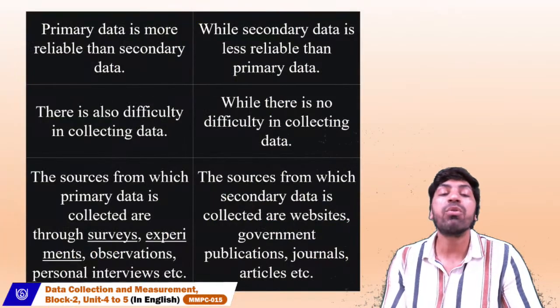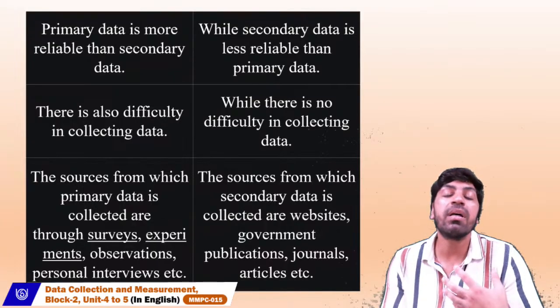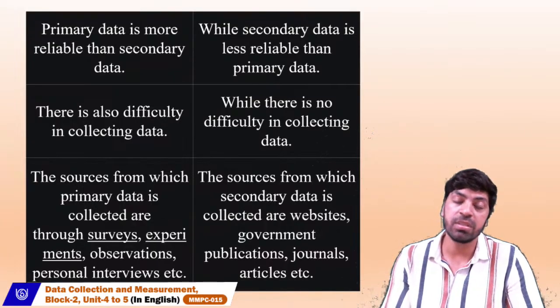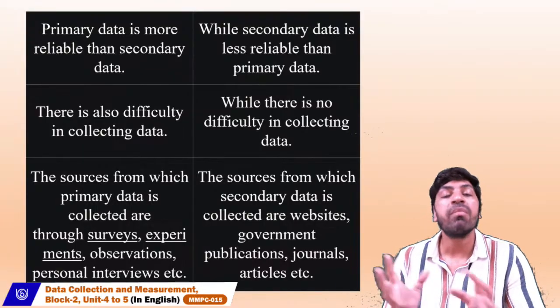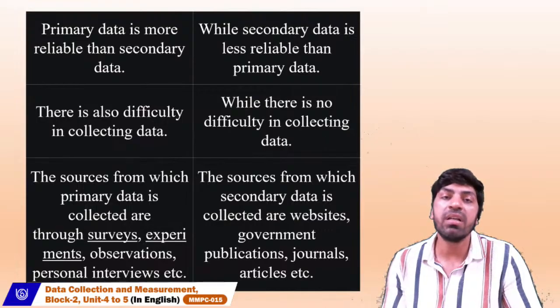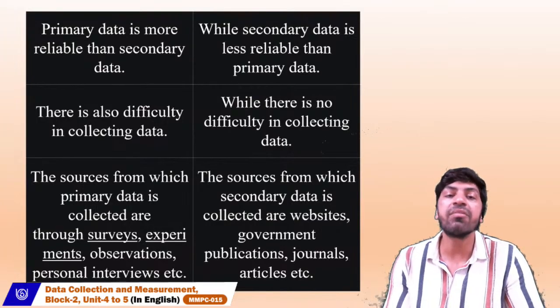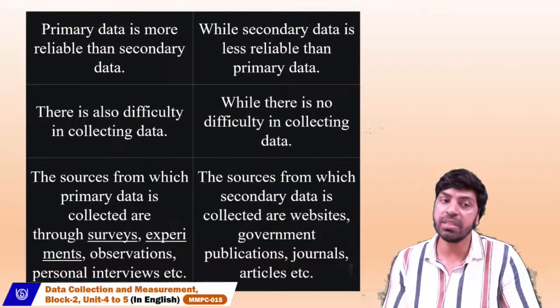in filling up the questionnaires or just giving responses to the researchers. That is the biggest difficulty while collecting primary data. But in the case of secondary data, there is no difficulty because data is already available and the researcher has to use it for the study.